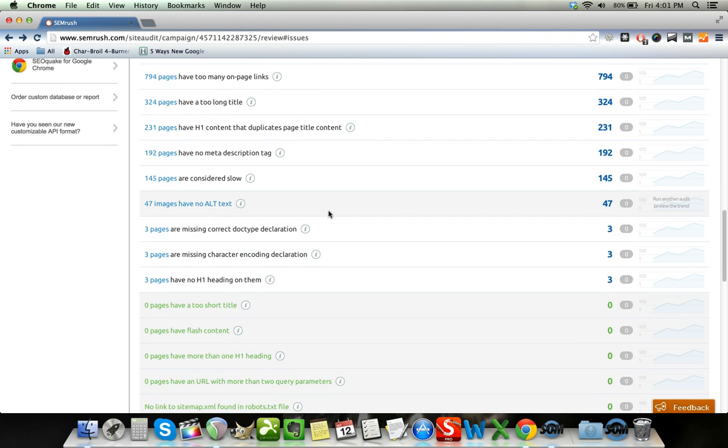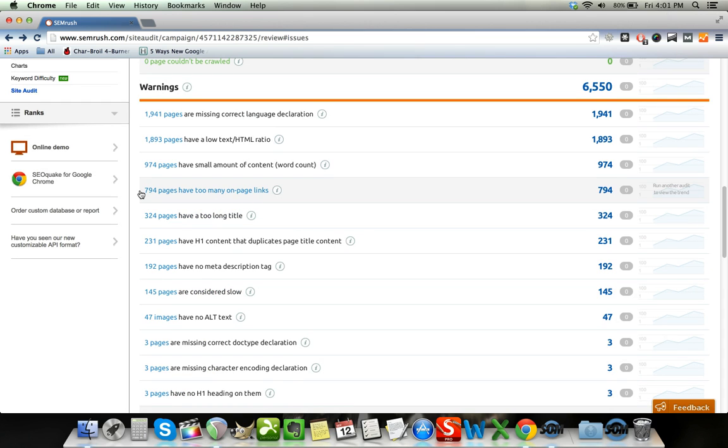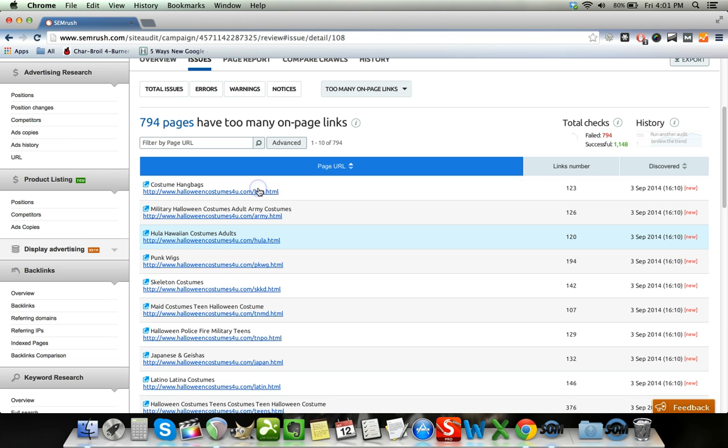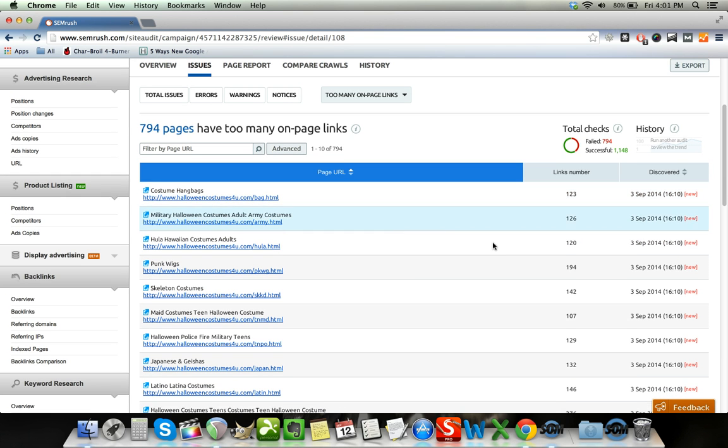And if we go down to the warnings, again, it says here, for example, 794 pages have too many on-page links. It tells me why that's important. And if I click on it, it shows me exactly what those pages are and how many links they have.